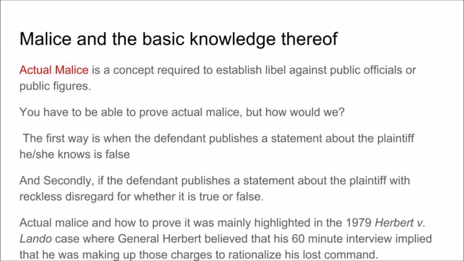Eventually, the court upheld the First Amendment, which protects all statements, even false ones, about the conduct of public officials. This can be reversed when the statements are made with actual malice. Therefore, Sullivan's case was taken down. Actual malice is a concept required to establish libel against public officials or public figures. You have to be able to prove actual malice, but how would you?